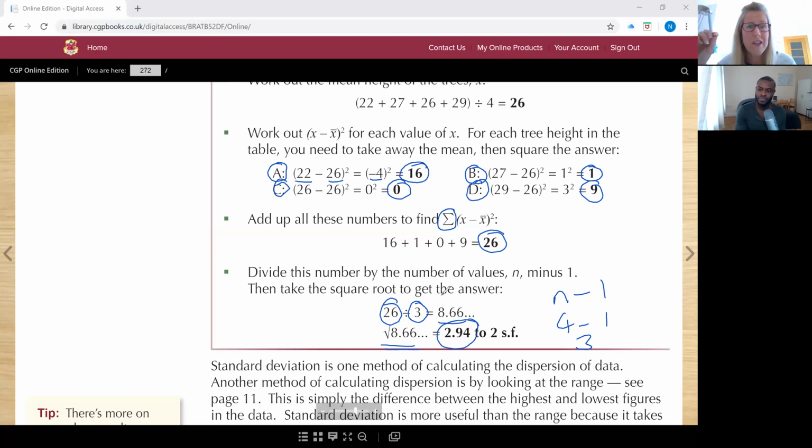In biology, it's really important at A-level that you quote it to the number of significant figures they are after. Okay? So that's it. It's quite a simple calculation when you know.